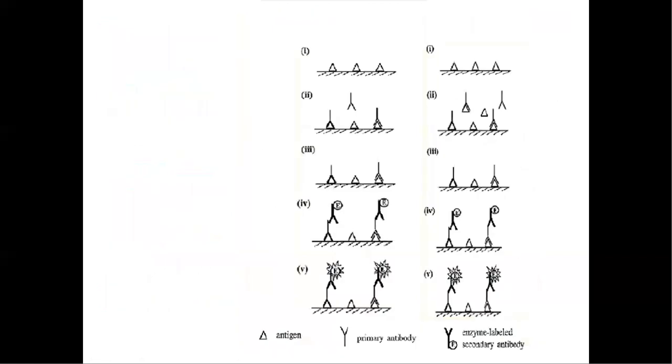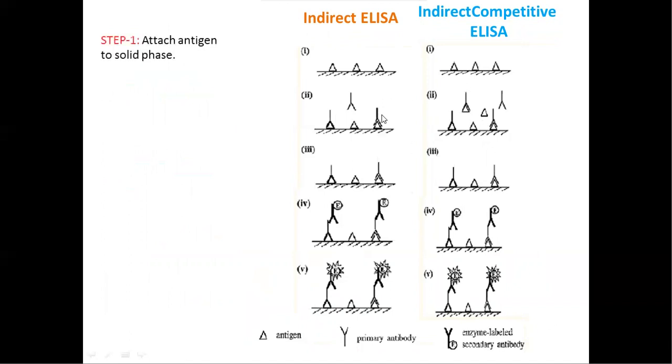In this slide, we are going to learn about indirect ELISA and indirect competitive ELISA comparatively. Here also, all steps in testing procedures are similar except second step. Coming to step 1, as we already know, separated antigens are coated on plastic surface, then blocked with proteins, and finally incubated.